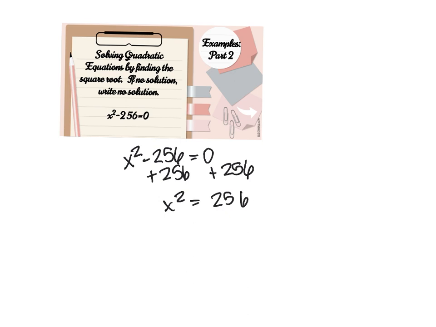Then our next step will be to get rid of that x squared. We're going to take the square root of both sides. So that will leave us with x equals plus or minus 16.